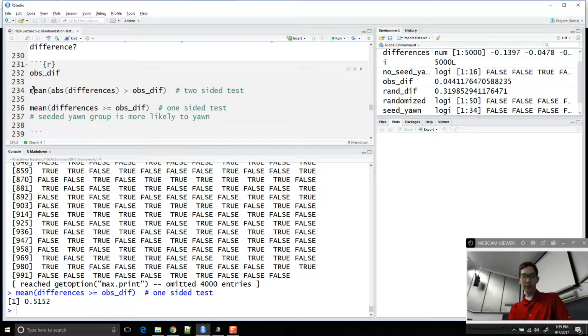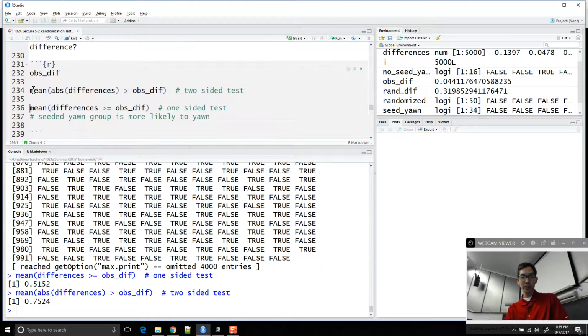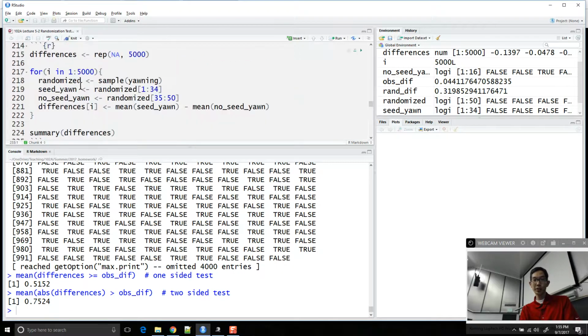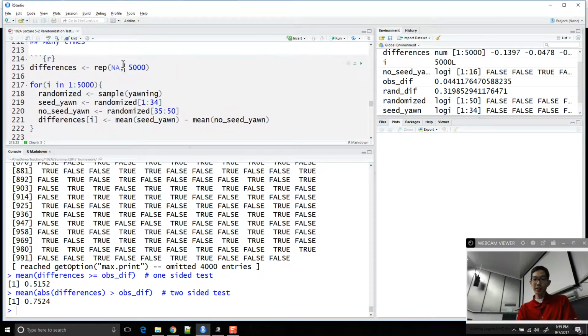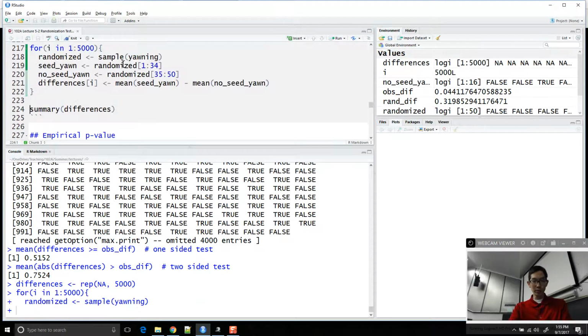Okay, and if I ask for the absolute value of the differences, we'd get an even larger value. Here, this happened 75% of the time. So with our one-sided test, just with the way things are, this happened over half the time, just from random chance.